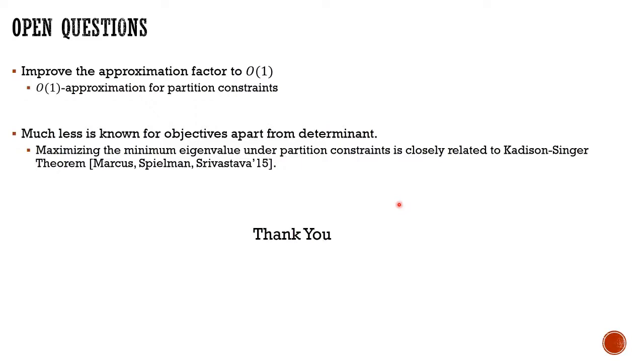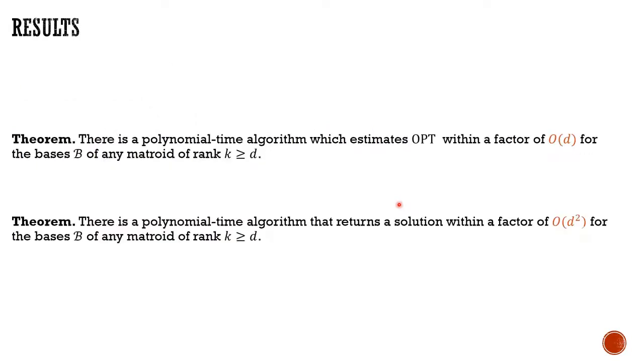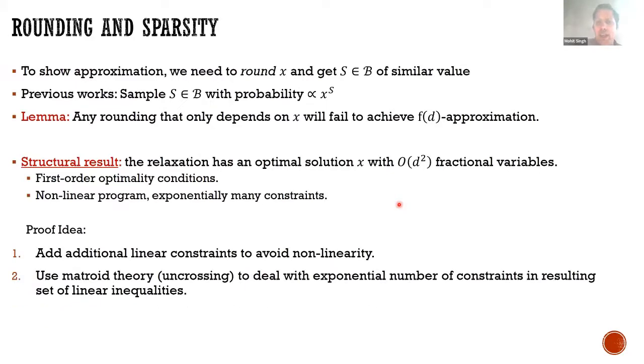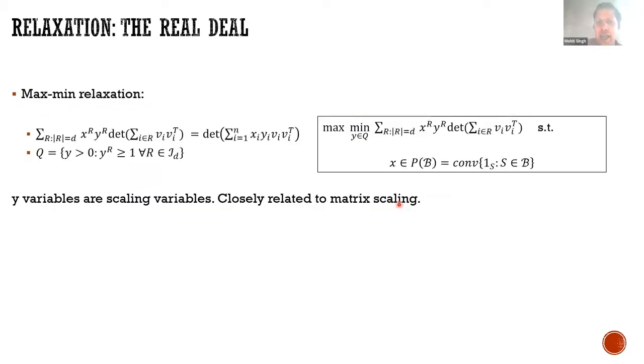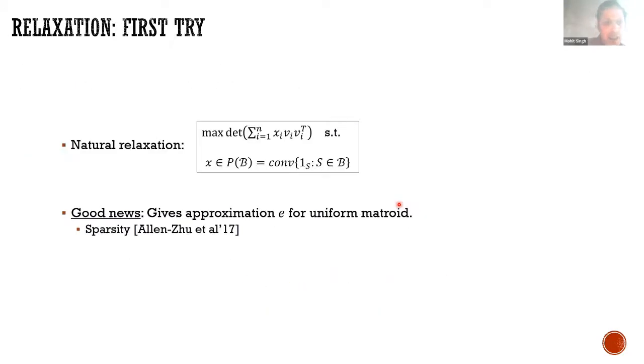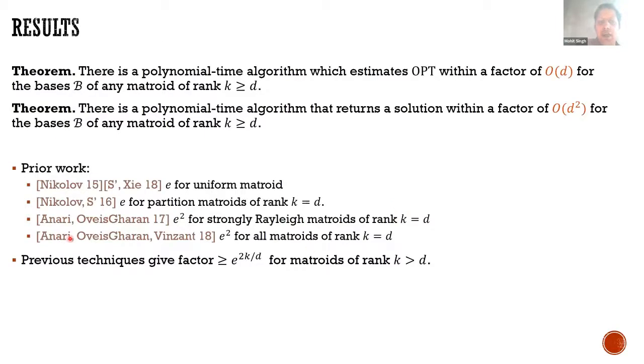Any other matroids for which you can get a constant factor, other than partition matroids? No, basically as long as the rank is small compared to the dimension, as I mentioned, the result of Nikolov and Singh gives an e to the k square approximation for matroids as long as the rank is d. But when the rank is bigger, you will only get either an e to the 2k over d kind of approximation, or what we have, which is order d.